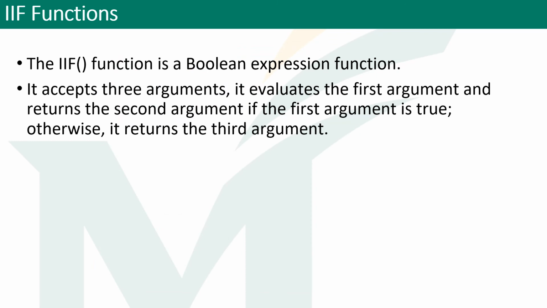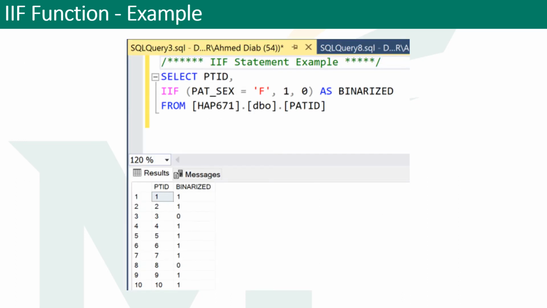The last function that we are going to present is if function. It's a Boolean expression function. It accepts 3 arguments, evaluates the first argument, and returns the second argument if the first is true. Otherwise, it returns the third argument. Following is an example of if function that we have used in order to binarize the data.